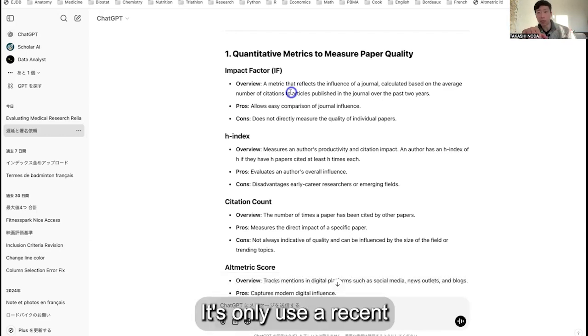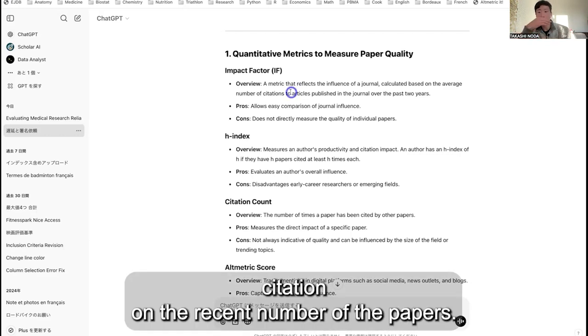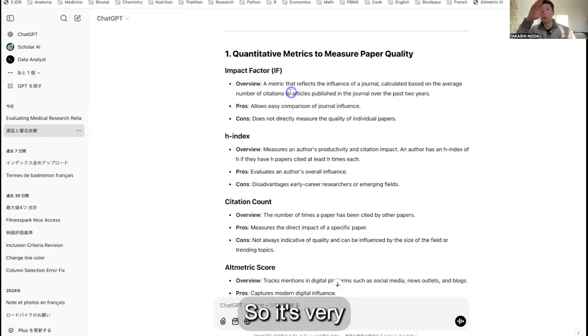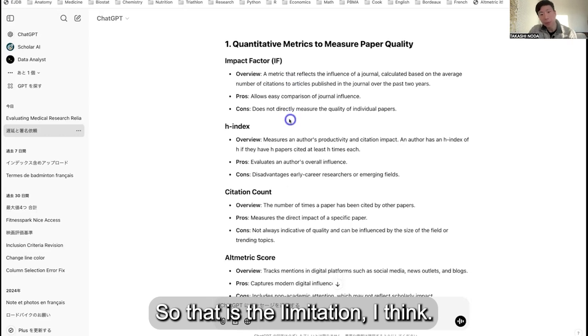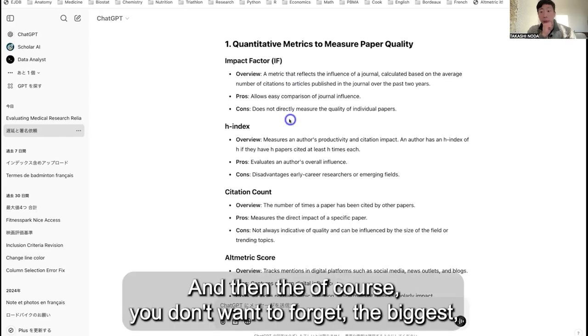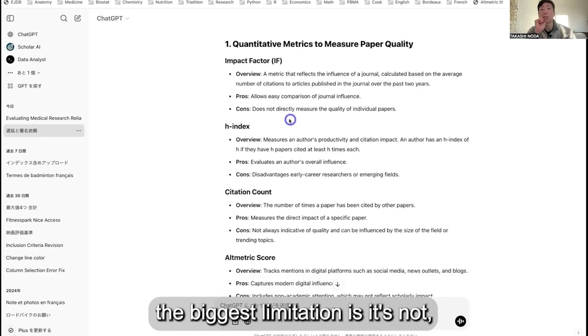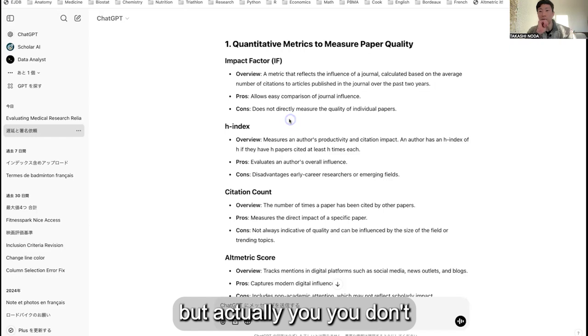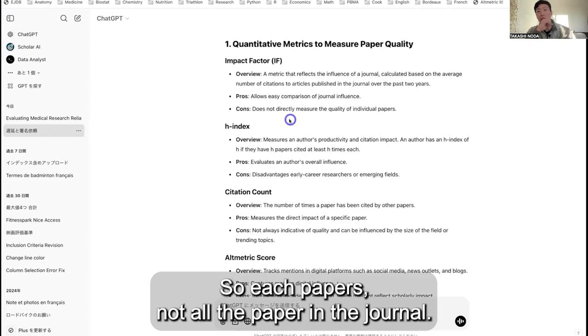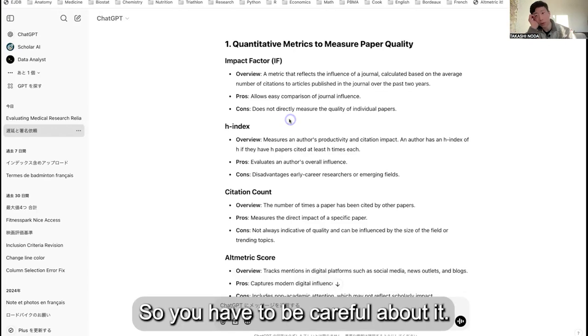And of course, it only uses recent citations and the recent number of papers, I mean, 2 years. So it's very dependent on time. That is a limitation, I think. And of course, don't forget the biggest limitation: it's not paper specific. It's journal specific. But actually, you will not read the journal itself. You will read each paper itself, not all the papers in the journal. So you have to be careful about it.